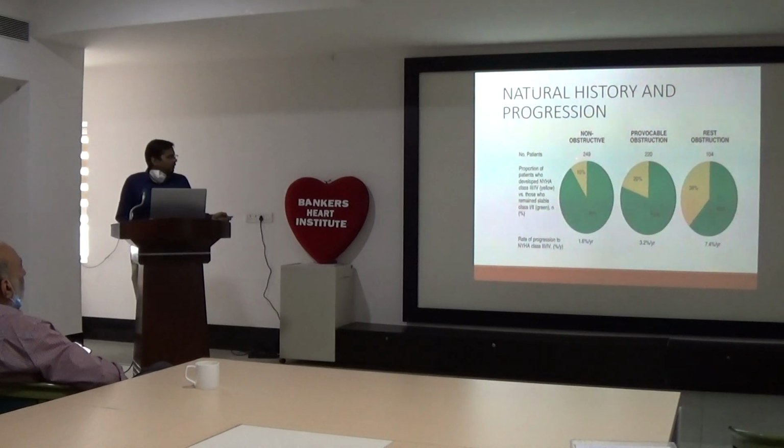Now, the progression of HCM. If it is non-obstructive, it may progress to NYHA class 3-4 at 1.6% per year. If it is provocable obstruction, meaning there is no obstruction at rest but after exercise the obstruction is there, it leads to 3.6% per year. And the rest, with obstruction at rest or an LVOT gradient of more than 30 mmHg at rest, the progression to NYHA class 3 or 4 is 7.4% per year.